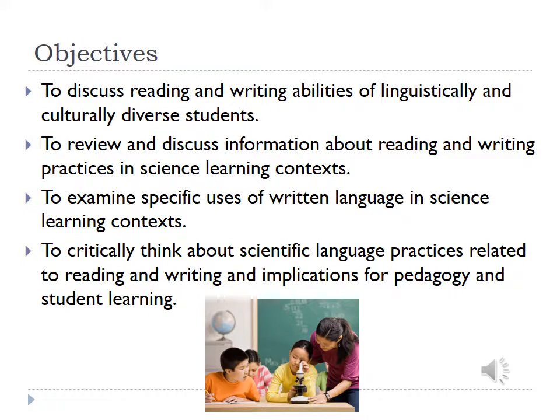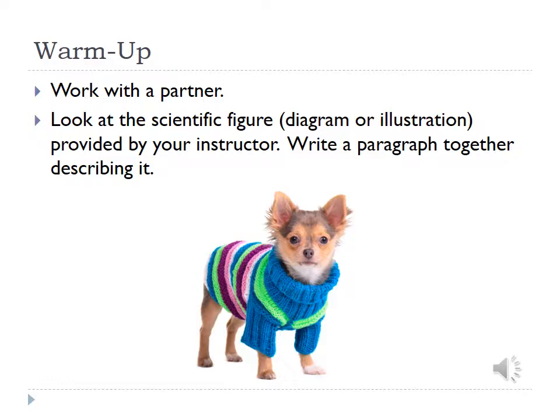The objectives for today are to discuss reading and writing abilities of linguistically and culturally diverse students, to review and discuss information about reading and writing practices in science learning contexts, to examine specific uses of written language in science learning contexts, and to think critically about scientific language practices related to reading and writing and implications for pedagogy and student learning. Pair up with a partner.